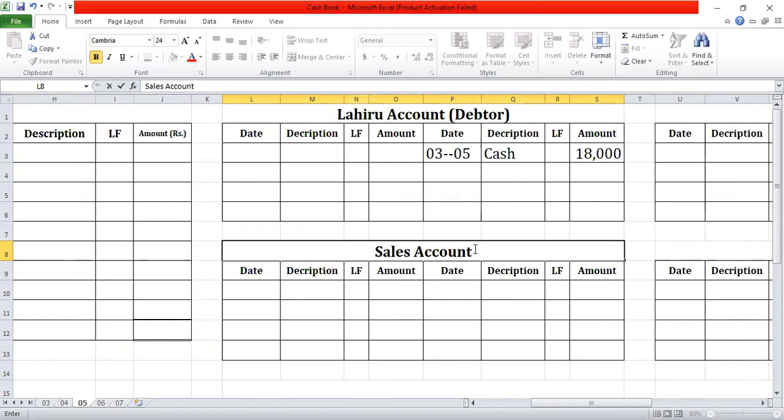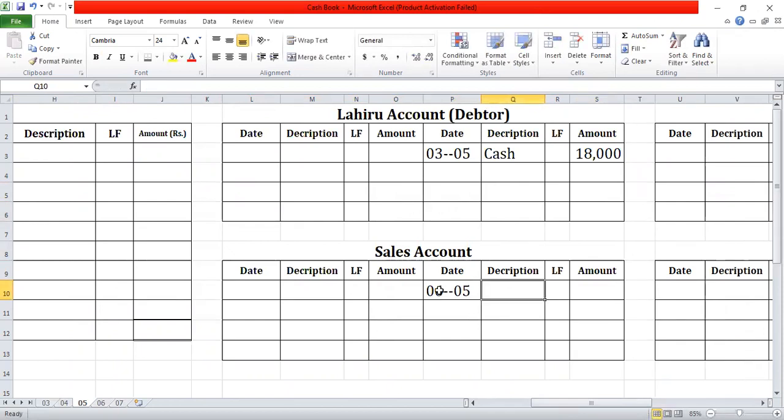Open an account for sales. Sales is an income. Income increase is a credit. The date is 6th of May, cash, amount is 24,000.